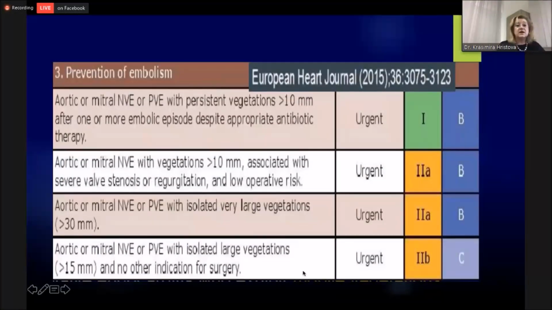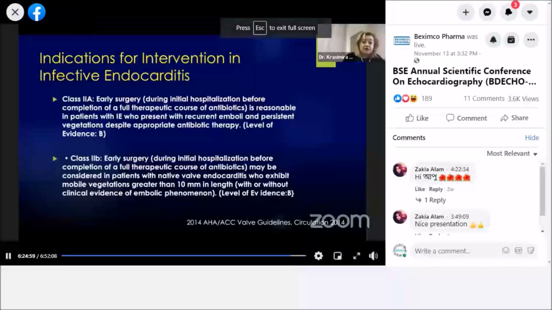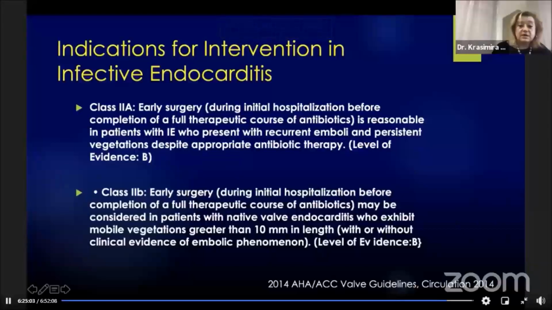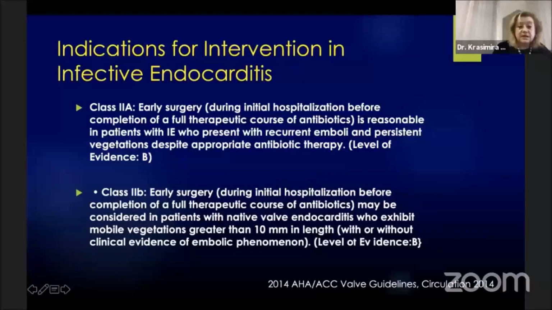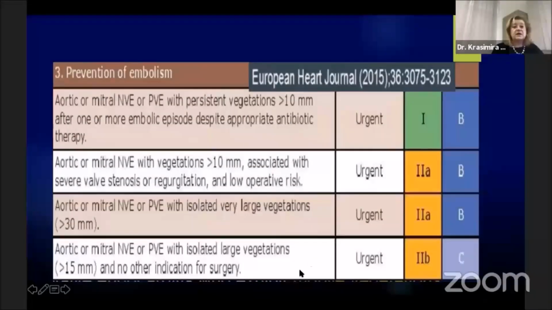These are the European guidelines for the prevention of embolism. When we have infective endocarditis of the aortic or mitral valve with persistent vegetation of more than 10 millimeters after one or more embolic episodes, despite appropriate antibiotic therapy, we need urgent cardiac surgery and valve replacement. This is class 1B of the European guidelines.